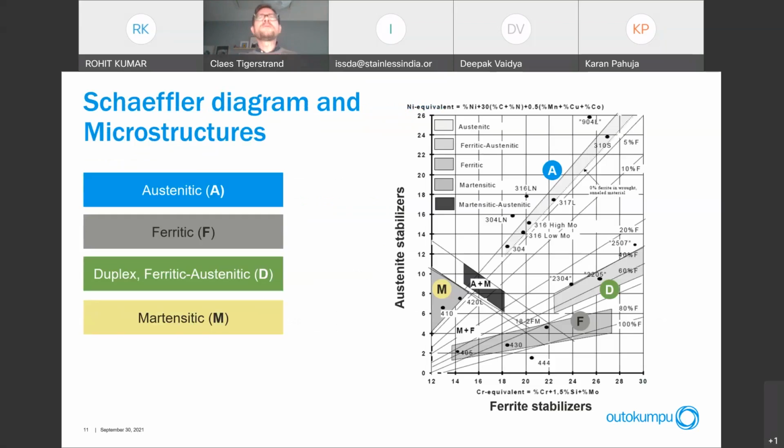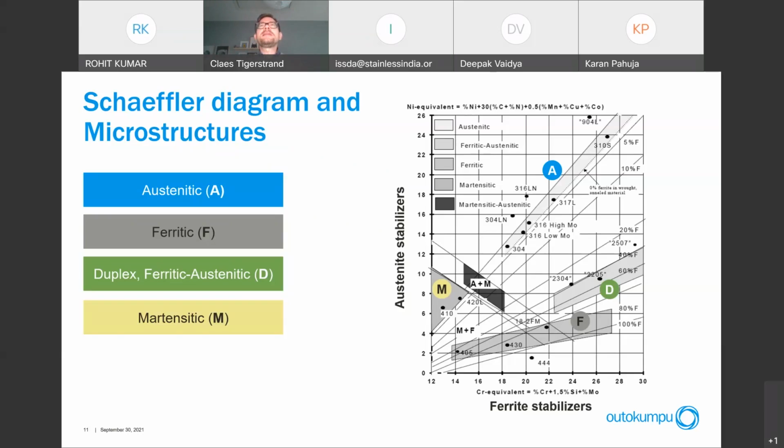So sometimes we use what is called a Schaeffler diagram to see how those austenite stabilizers versus the ferrite stabilizers will actually affect which type of structure you will get. Most importantly, you're using this type of diagram for welding to make sure you will have the right phase balance in the weld metal compared to the base metal.